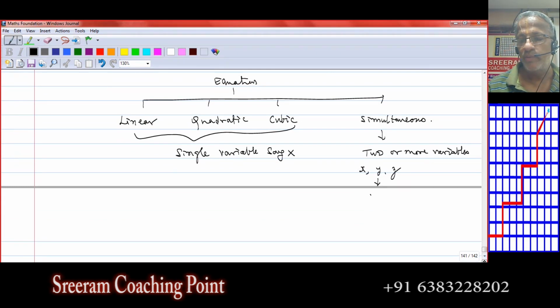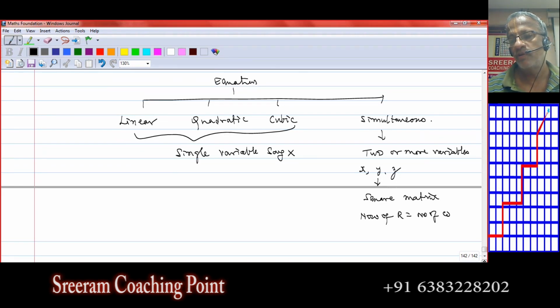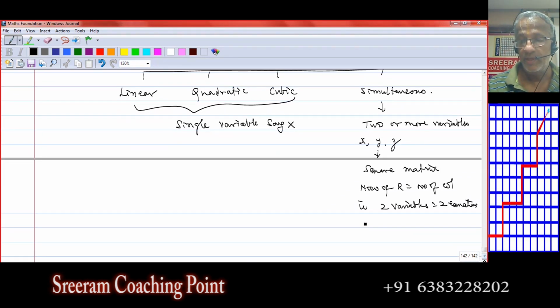Here it is going to be a square matrix. What do you mean by square matrix? The number of rows equal to the number of columns. That is, two variables would mean two equations. Three variables equal to three equations. That is a basic rule.